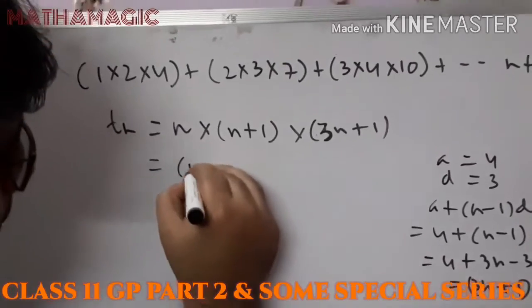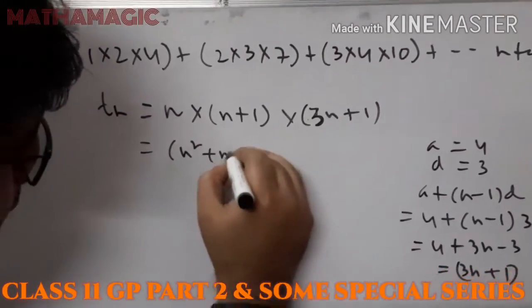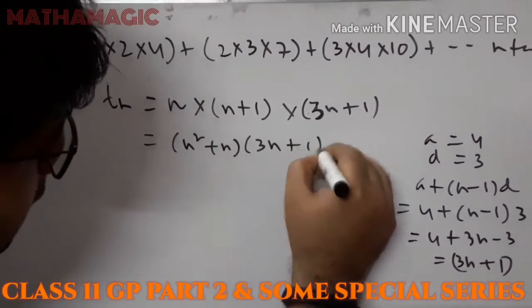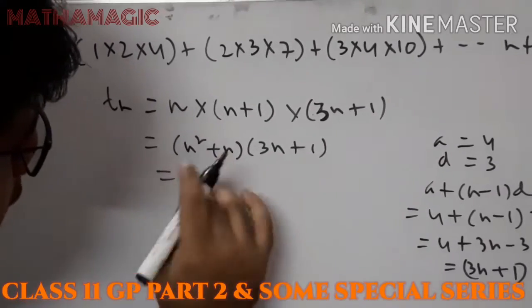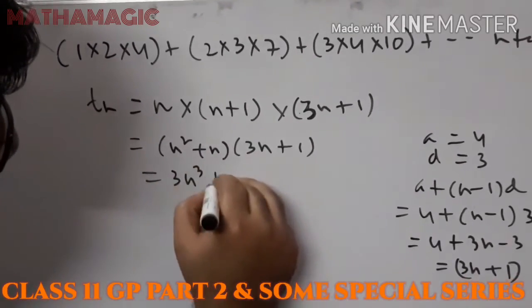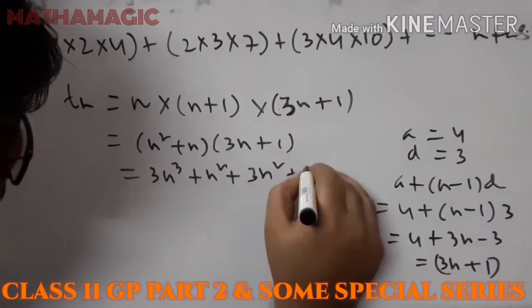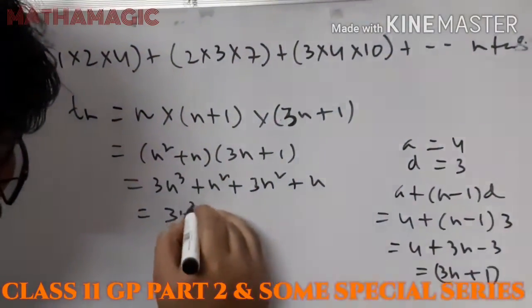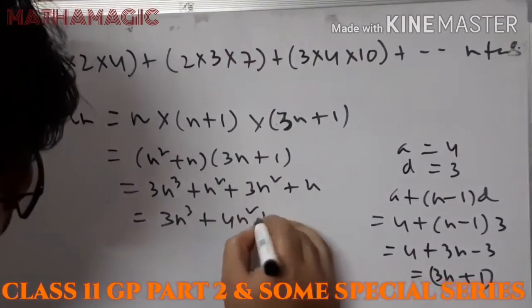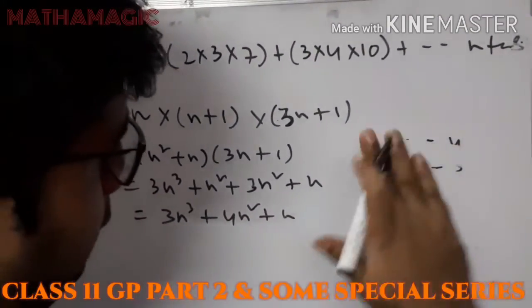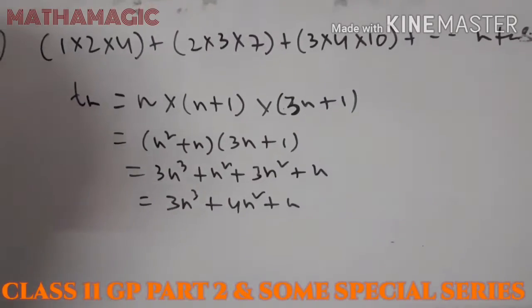Now we will just multiply these 3. So n square plus n. Now 3n plus 1. We will just perform the multiplication. So it will be 3n cube plus n square plus 3n square plus n. So it will be 3n cube plus 4n square plus n. So this is the Tn that we are getting here.